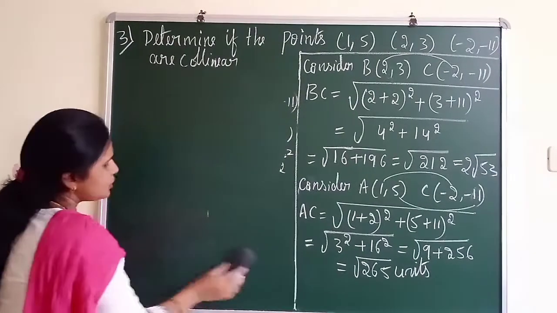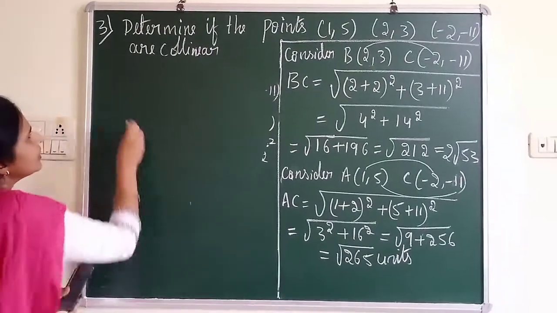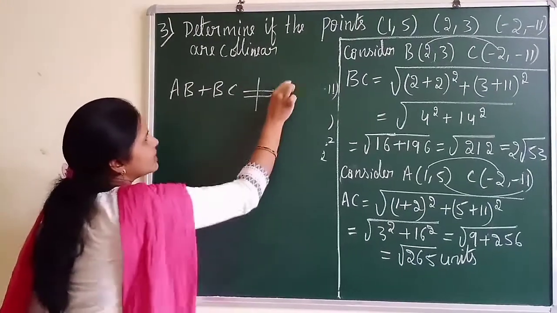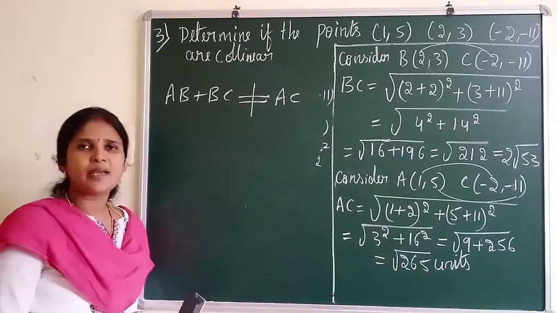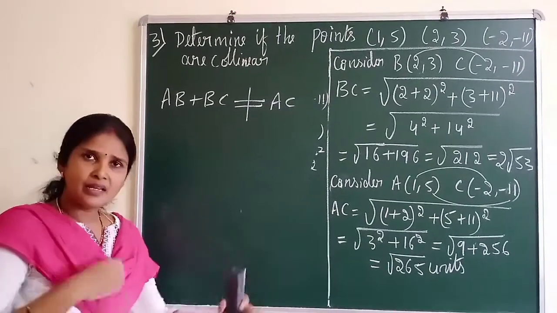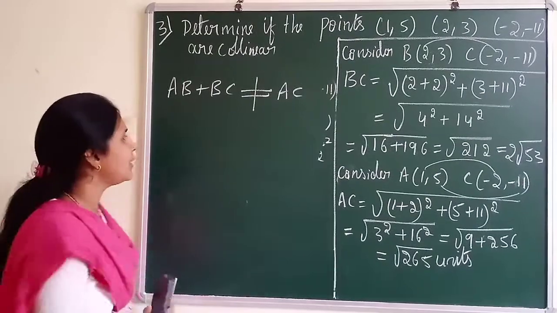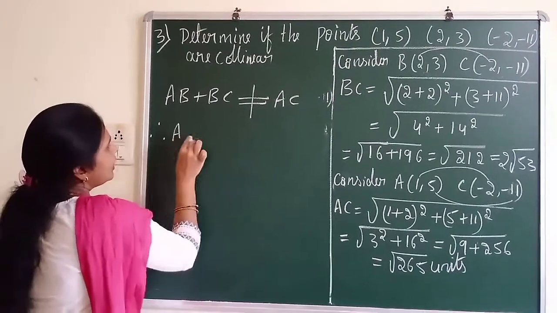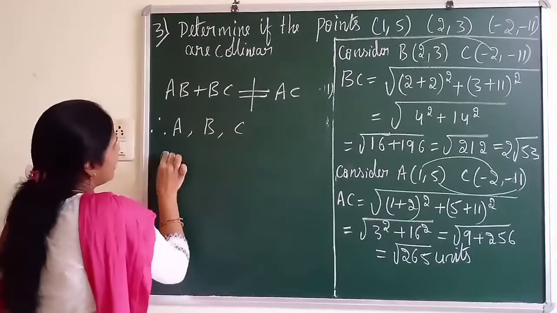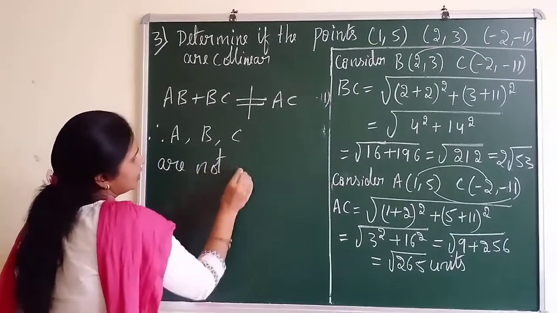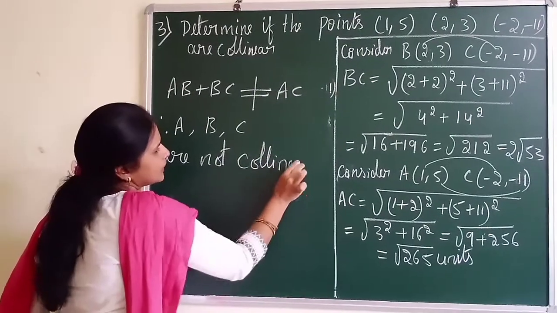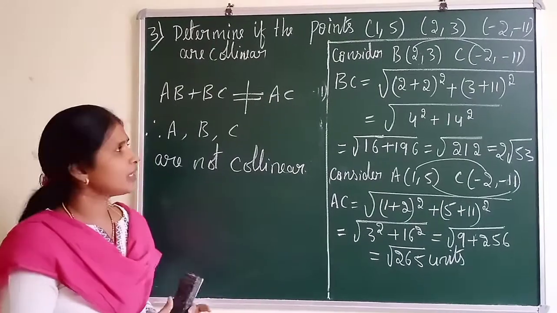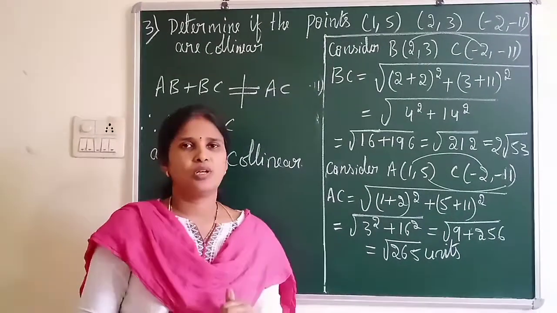the sum of two sides is not equal to the third side, because AB plus BC is not equal to AC. The condition is not satisfied. When I add any two sides, I am not getting the third side. Therefore, we can conclude that the 3 points A, B and C are not collinear. Since AB plus BC is not equal to AC, we can conclude the given points are not collinear.